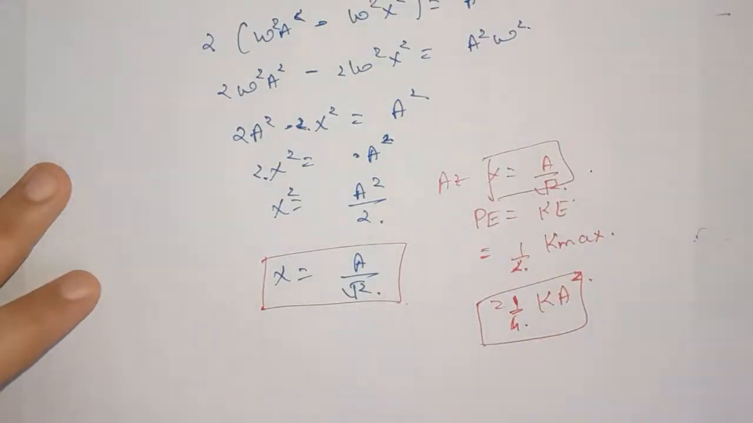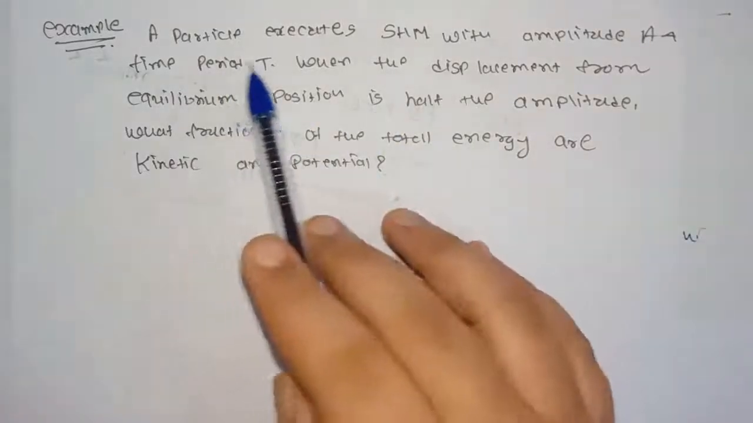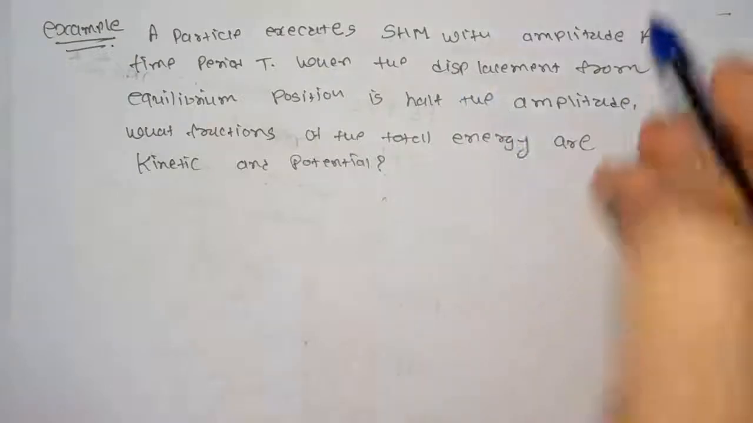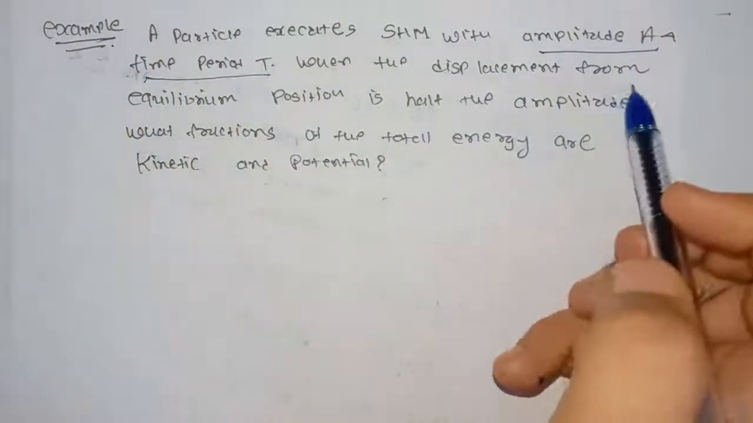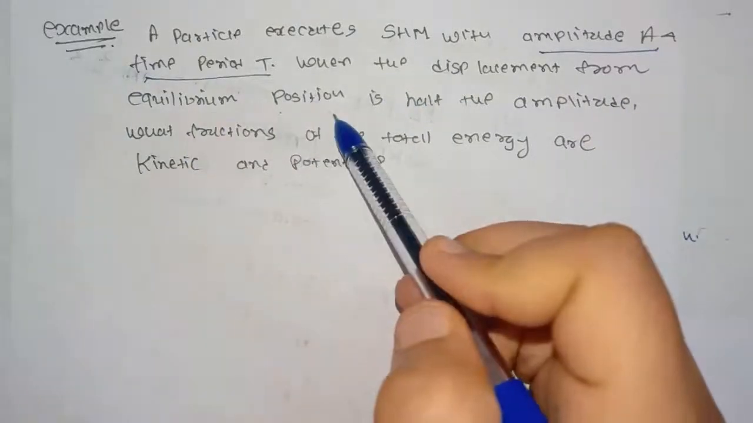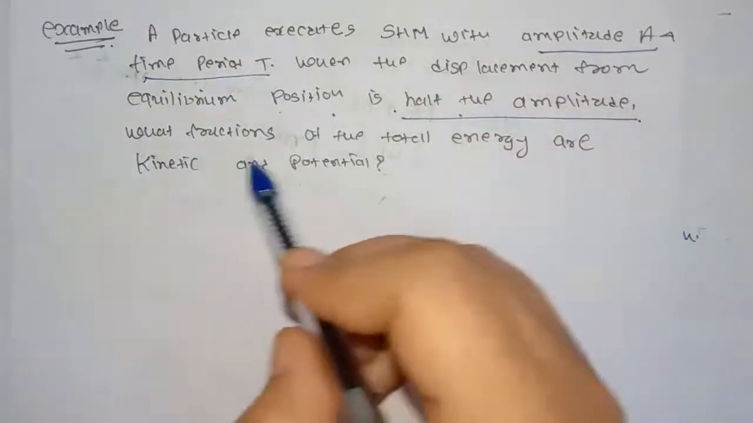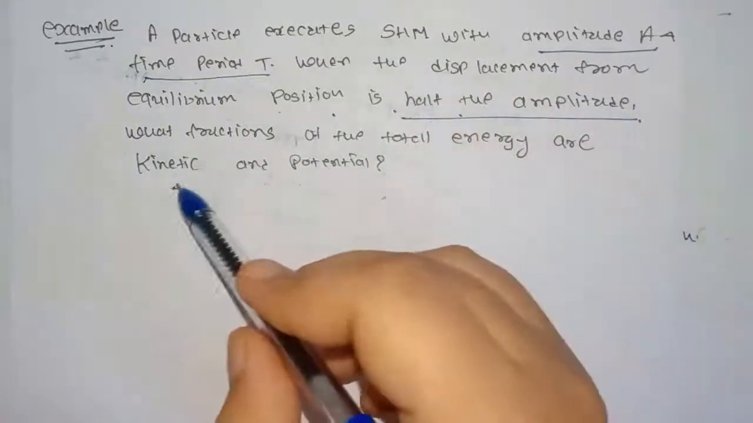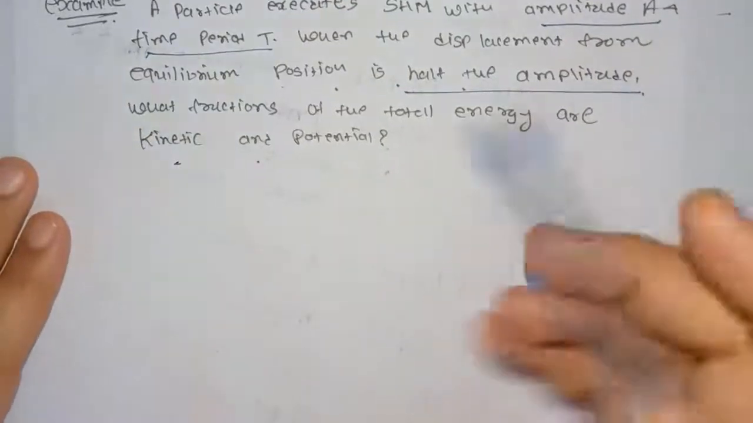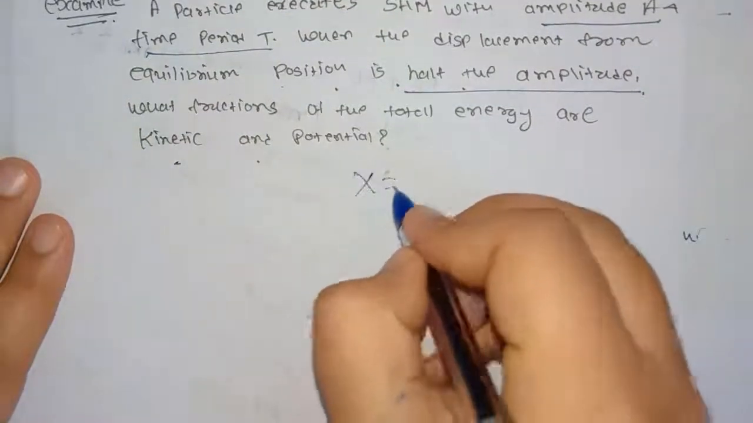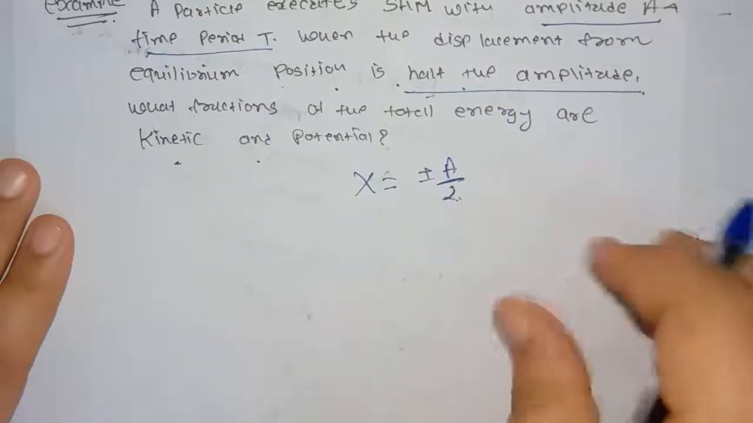Let us take an example. A particle executes SHM with amplitude A and time period T. When the displacement from equilibrium position is half the amplitude, what fractions of the total energy are kinetic and potential? Here it is given that x is equal to half the amplitude, so we can write plus or minus a by 2.